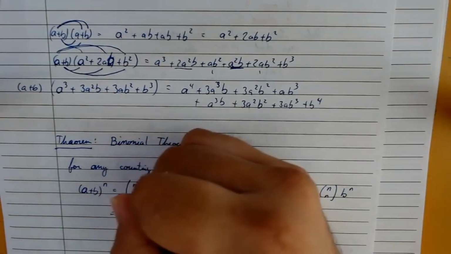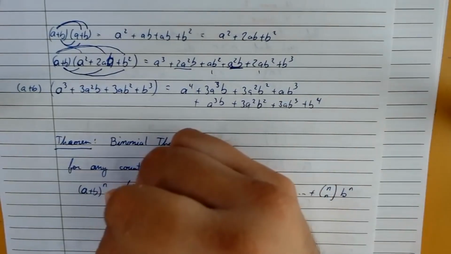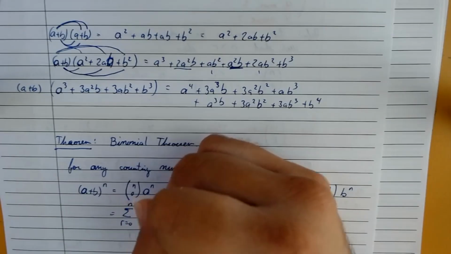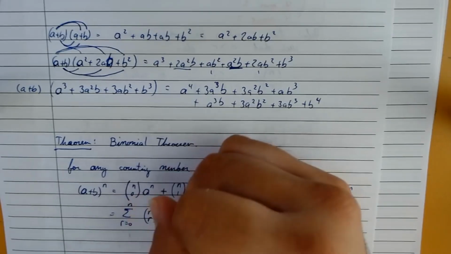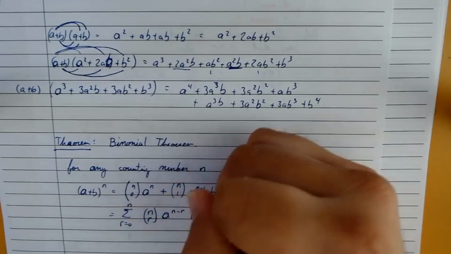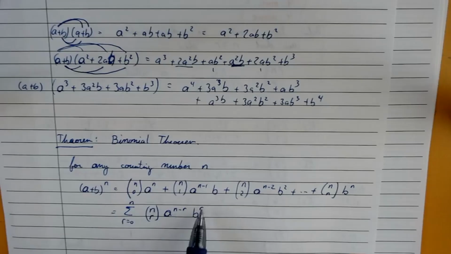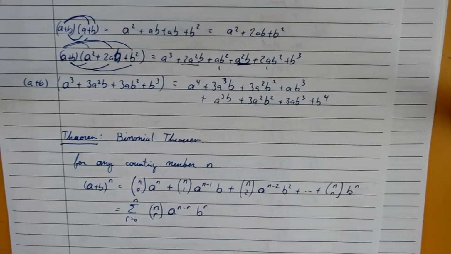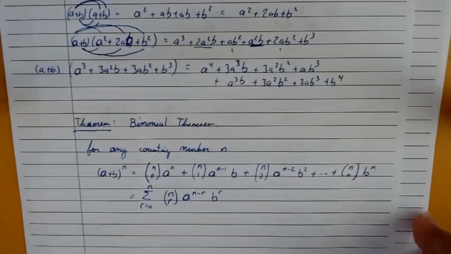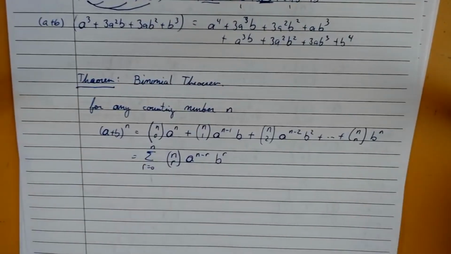This can also be written in summation notation. This is the sum as r goes from 0 to n of n choose r, a to the power n minus r, b to the power r, where again you start with r equals 0, and then 1, 2, 3, 4, 5, all the way until you reach n. And either of these is acceptable to write. This is our binomial expansion theorem, or just the binomial theorem, depending on where you're looking.